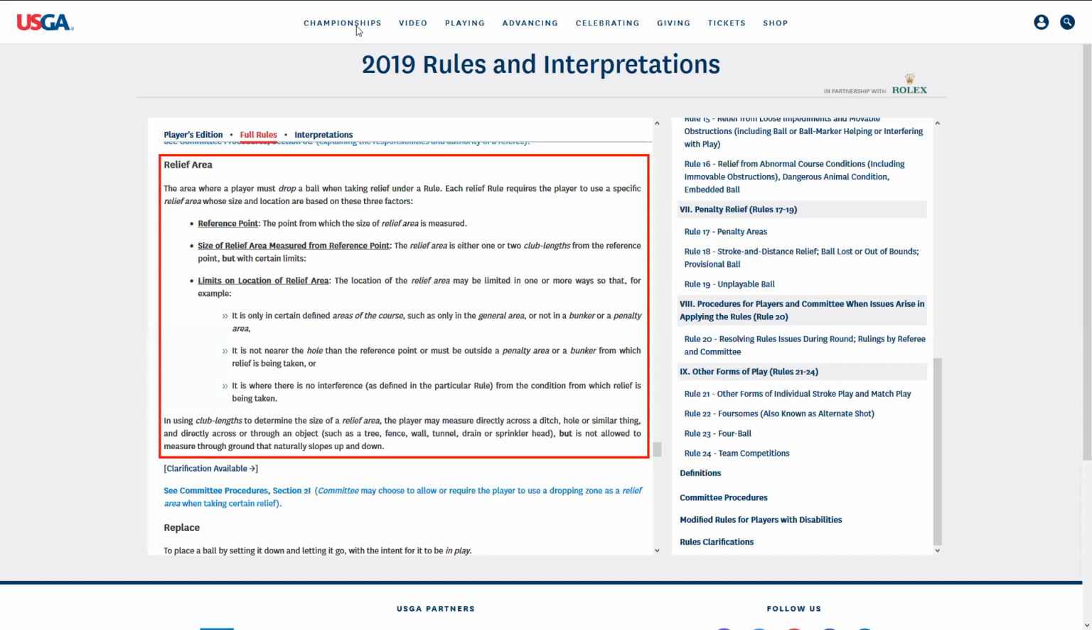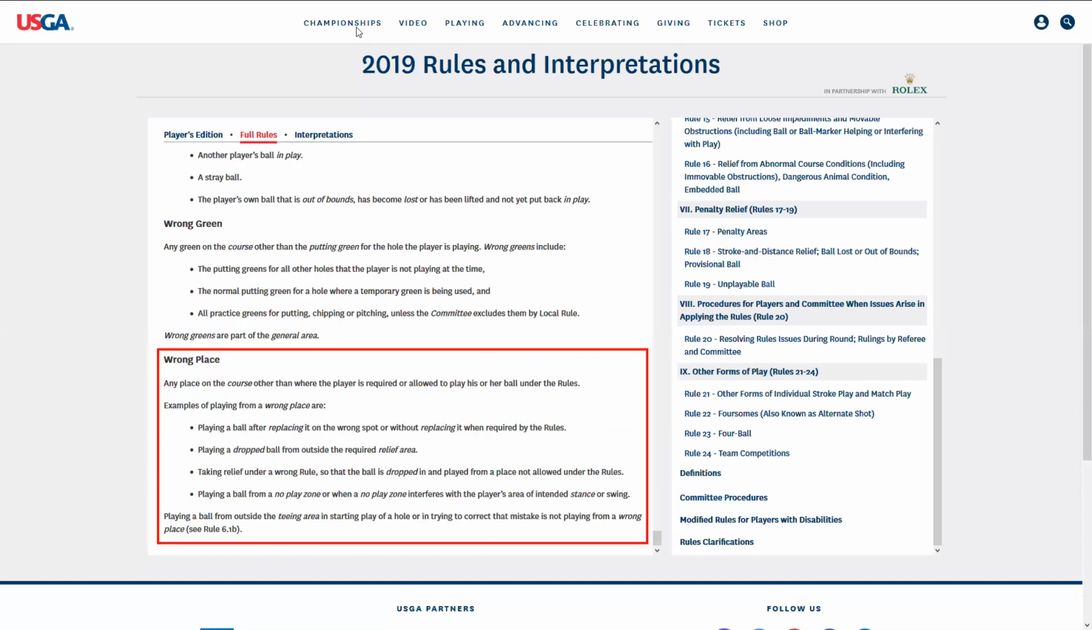And the last one I want to look at is wrong place. Any place on the course other than where the player is required or allowed to play his or her ball under the rules. And it gives some examples. Playing a ball after it's replaced in a wrong spot, playing a drop ball from outside the relief area, taking relief under a wrong rule, playing a ball from a no-play zone, or when a no-play zone interferes with the player's area of intended stance or swing.